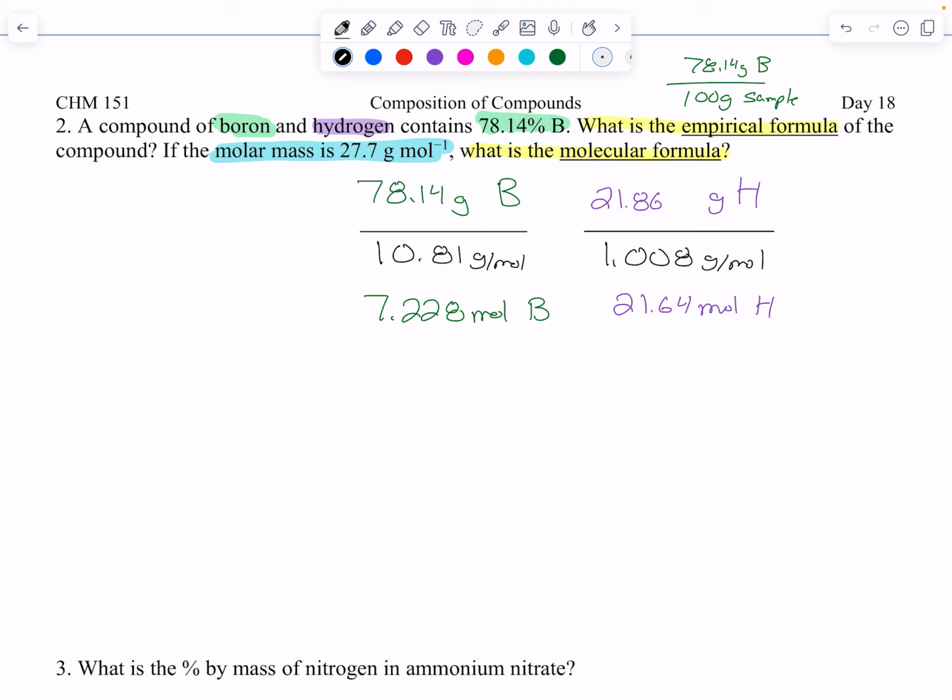Now we divide by the smallest to get the whole number ratio, because I have a mole ratio now, but it would be weird if you saw B 7.228, H 21.64. That would be weird. We don't see that. We see whole numbers. So we divide by 7.228, and for B we get 1, and for H, it looks like we get 3. So the empirical formula is BH3.